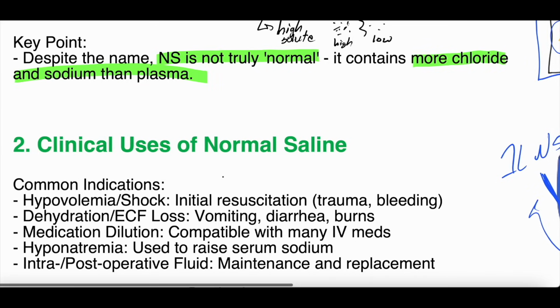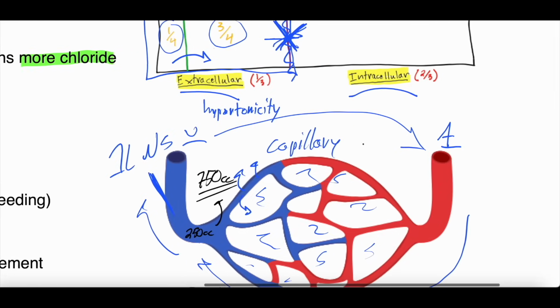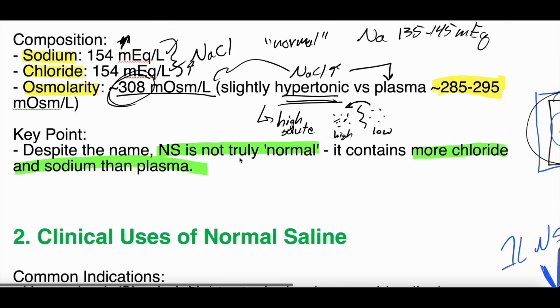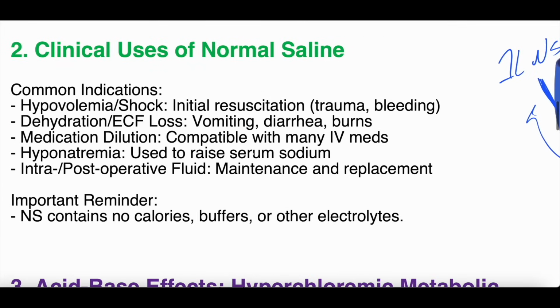All right, so just to give you some context about how much is staying in the blood vessels versus how much is going out. But as we said, none of that travels to the intracellular space, so it all stays extracellular, at least initially. All right, clinical uses of normal saline.